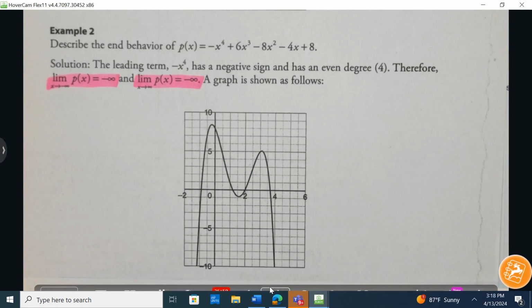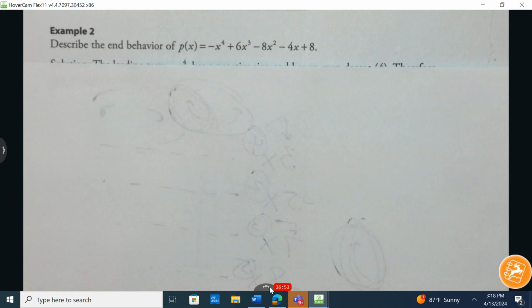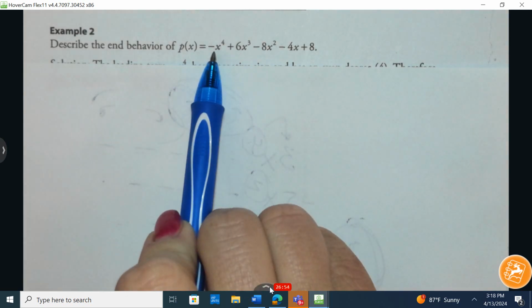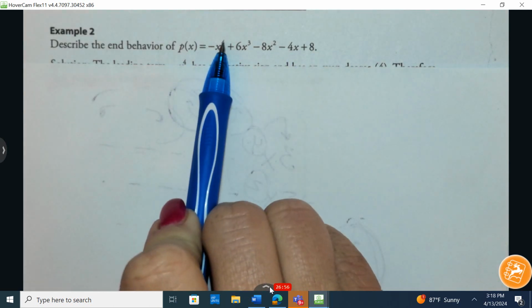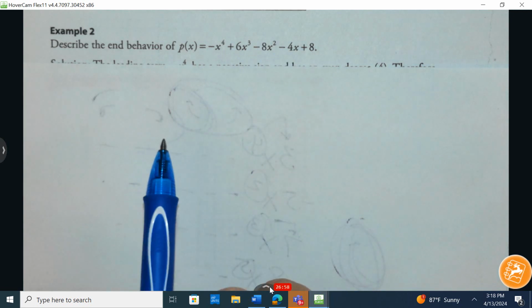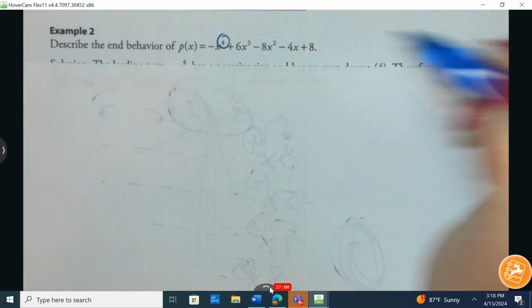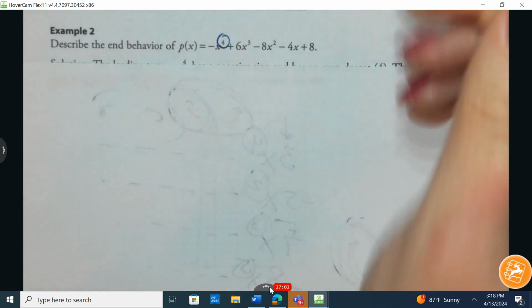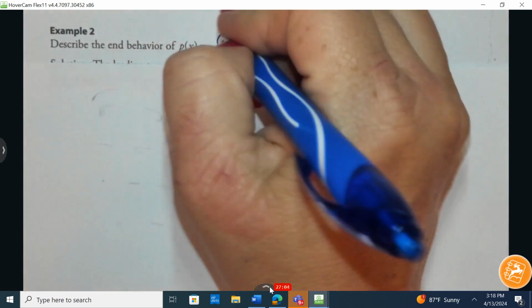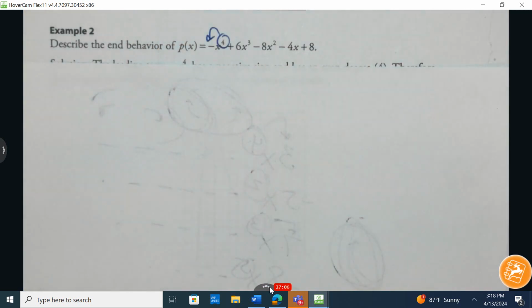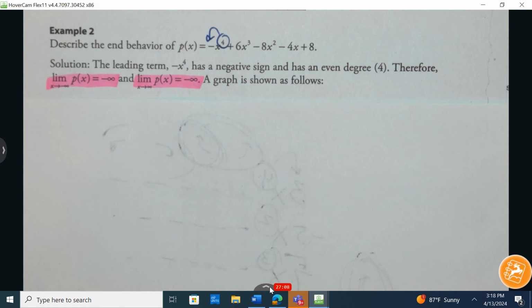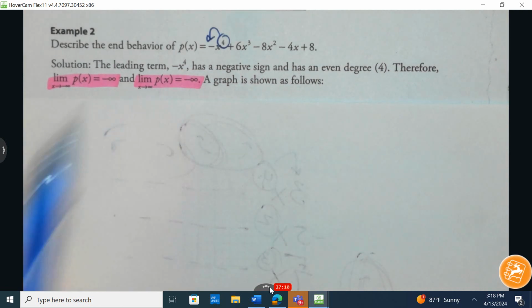Let's do one more here, and if I cover this up, we don't have a picture to look at. First thing, this polynomial is in standard form. So 4, 3, 2, 1, 0, great. So the first thing you ask yourself is look at the degree. Is it even or odd? It's even, so either both up or both down. I know both are going down because we have a negative leading coefficient. As I go to the left, it goes down. As I go to the right, it goes down.